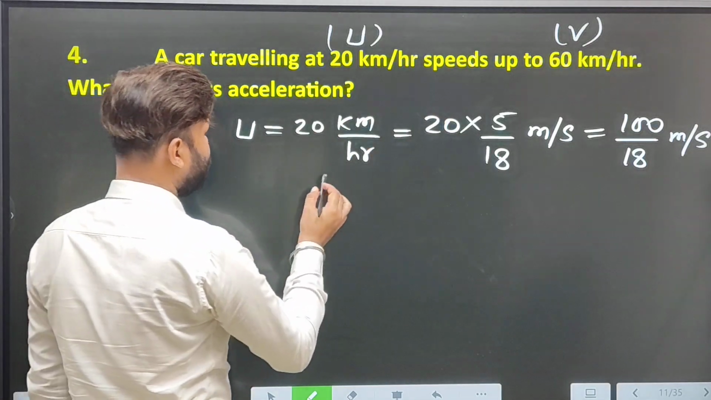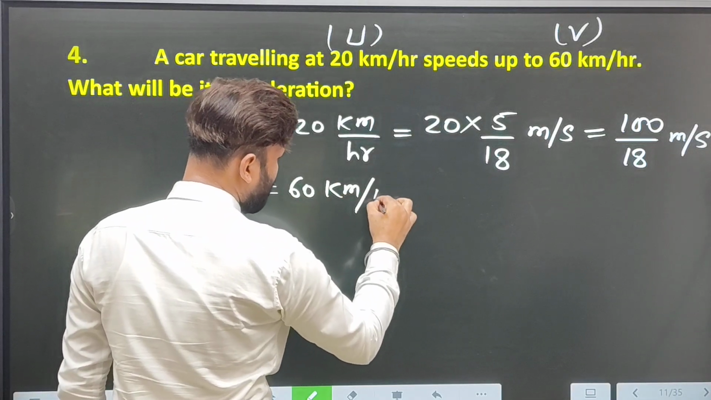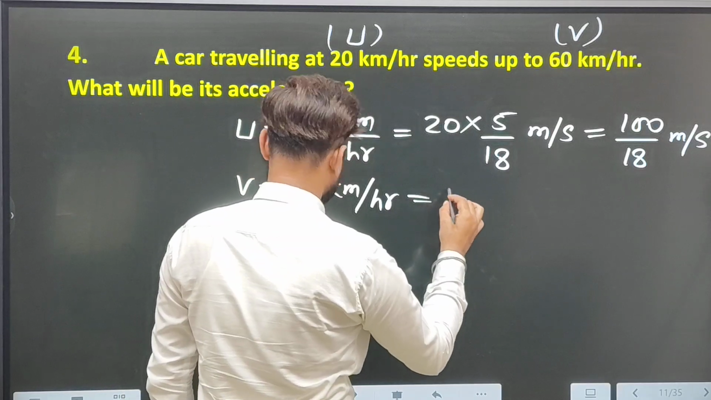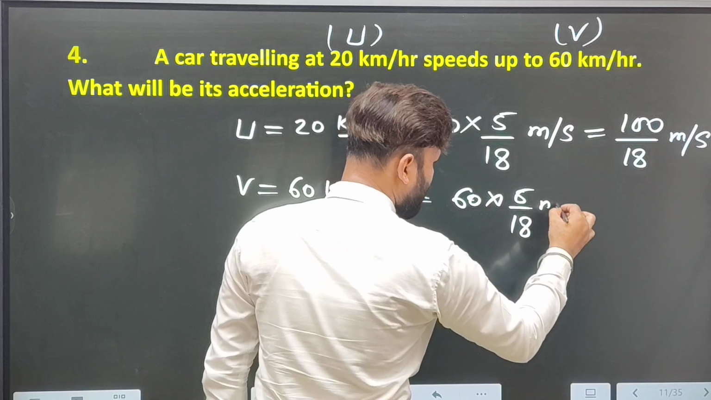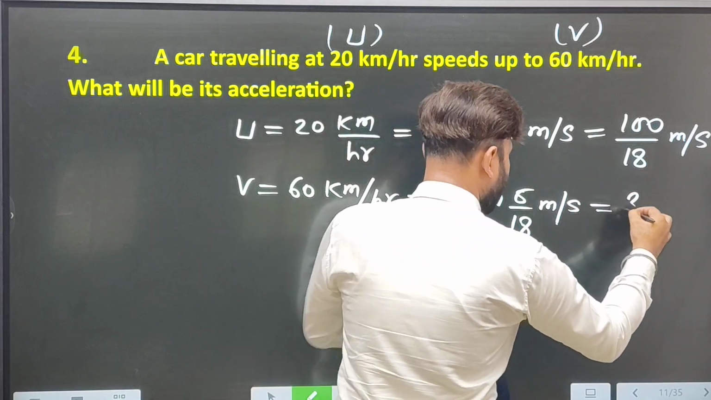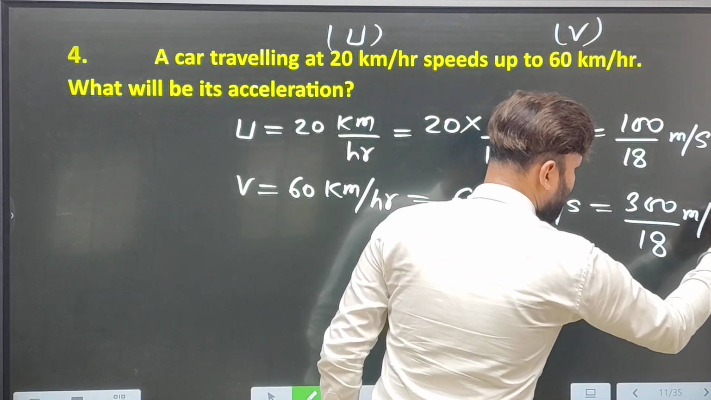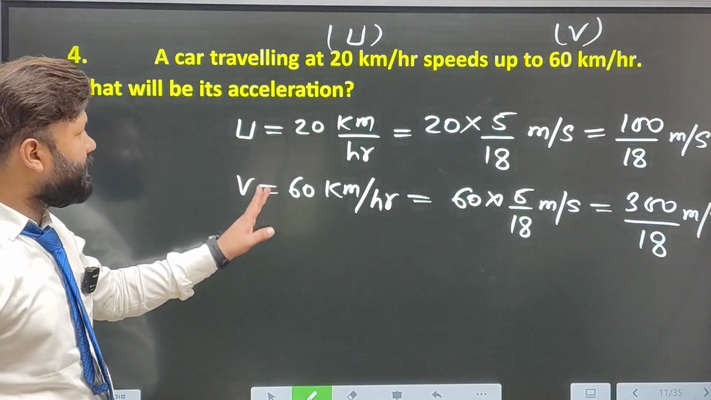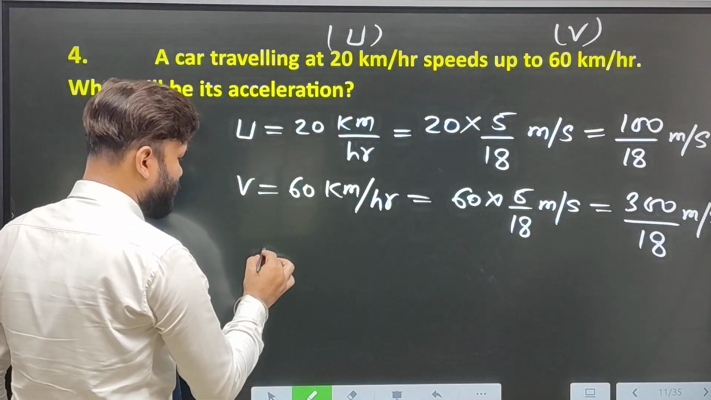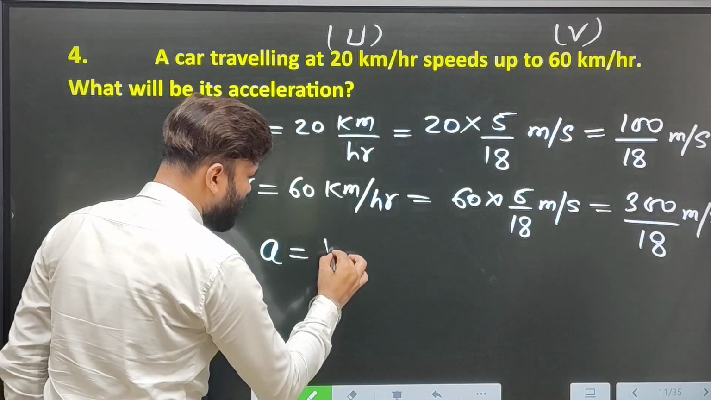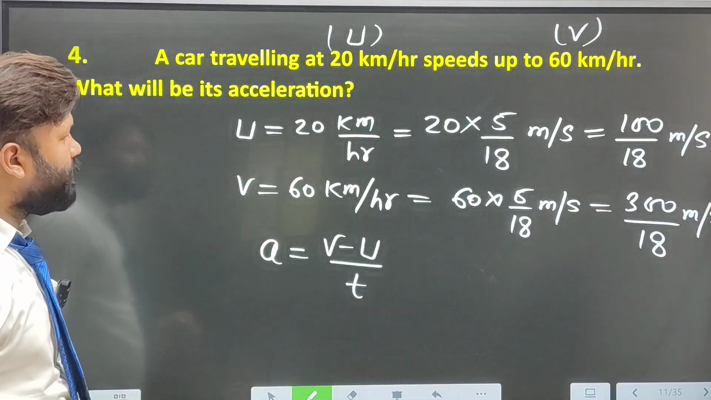And what will be its acceleration? The final velocity is also given, 60 kilometer per hour. So the final velocity is 60 multiply 5 by 18 meter per second, so it is 300 by 18 meter per second. So u is given, v is given, and we have calculated in meter per second. Now what will be its acceleration? The acceleration formula is a is equal to v minus u by t.